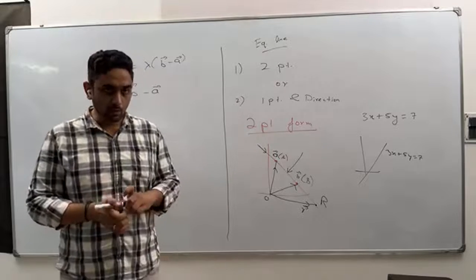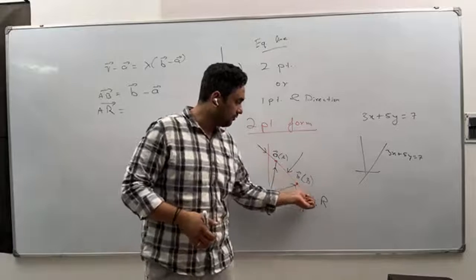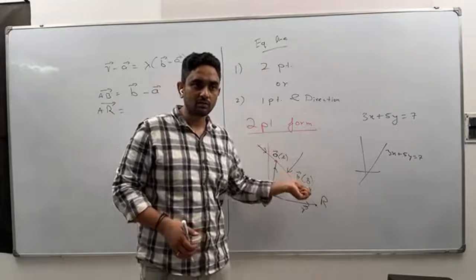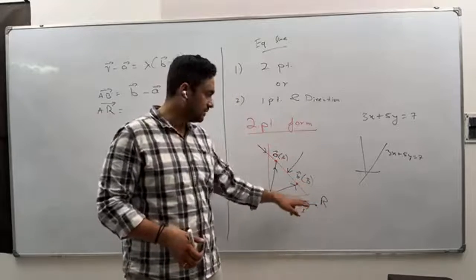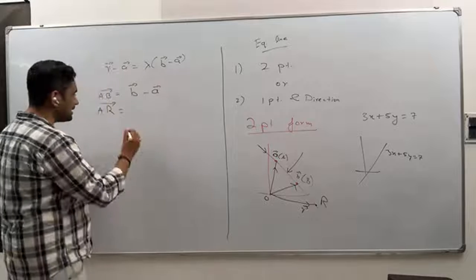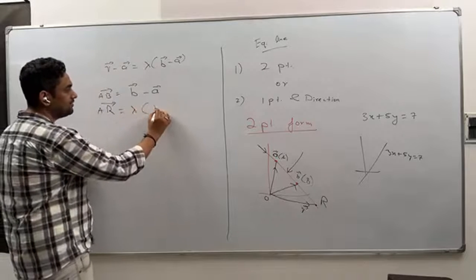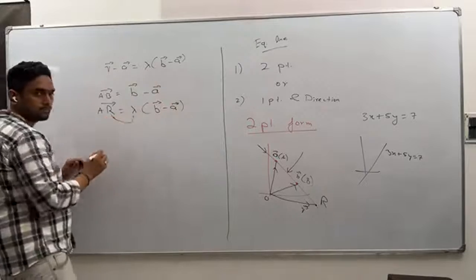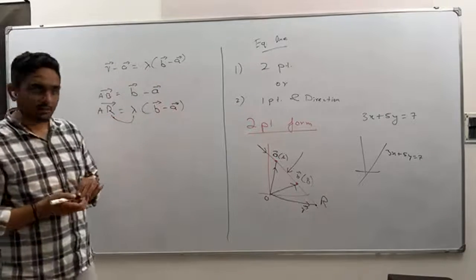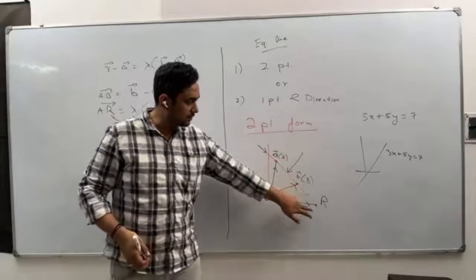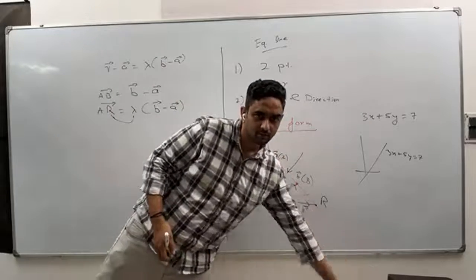Now, can I say that different scaling will give me different points on the line? Different scaling will give you different R. So how do you make different R? By multiplying it with some lambda. So different values of lambda will give me different R. If lambda is positive, I get this side. If lambda is negative, this side. If lambda is 1, this; lambda 2, this; lambda 3, this; lambda 4, this, up to infinity.